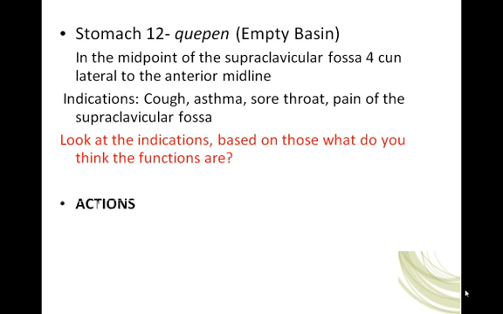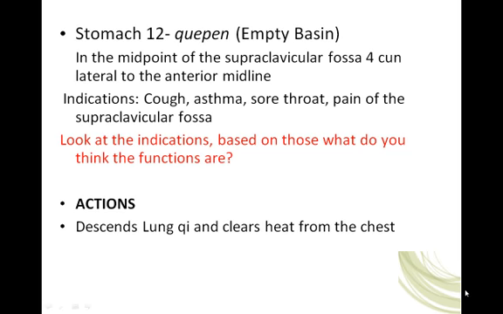The actions: descend the lung qi and clear heat from the chest. There's your cough and asthma, right? Activate the channel and alleviate pain. There's your sore throat, right? Sore throat also can be caused by heat, so that can be related to the first action. Pain of the supraclavicular fossa.